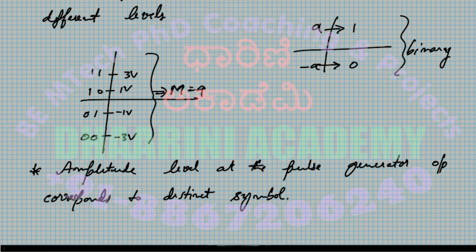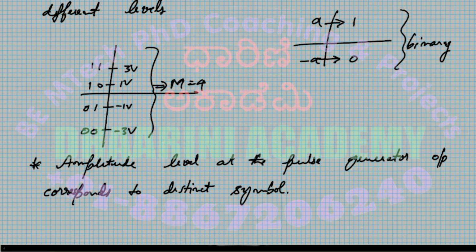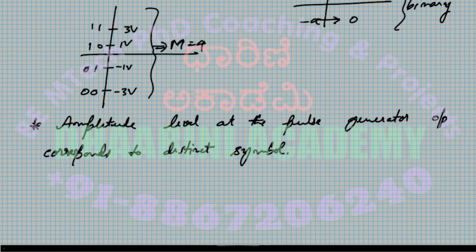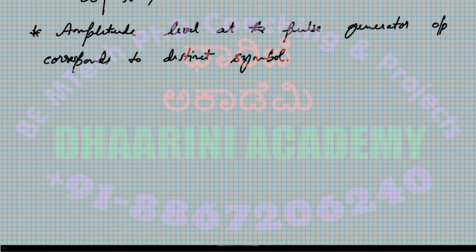Now you see, let us try to write the equation of the output of the pulse generator. It's the normal equation, which we have already come across, only that the capital A_k value will be changing according to the value you are trying to send.